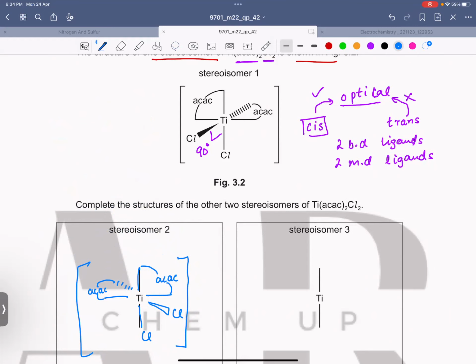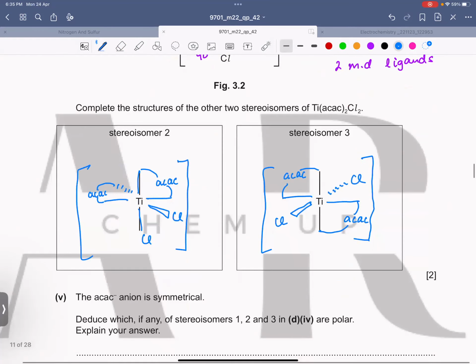Yes. Okay. Now for the other one, I have to show the trans, and in trans, first I would make the bond in the same orientation as it has. Then I would put both the chlorines over here at 180 degrees, and then one bidentate ligand over here and the other bidentate ligand over here, and that is the trans isomer. Is this clear?